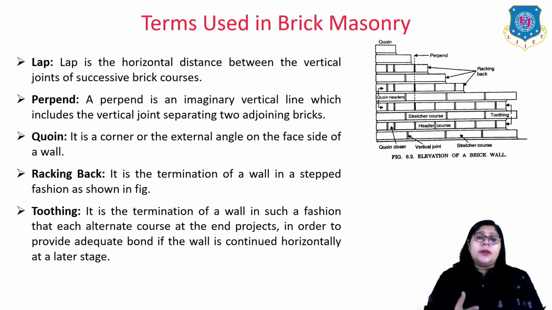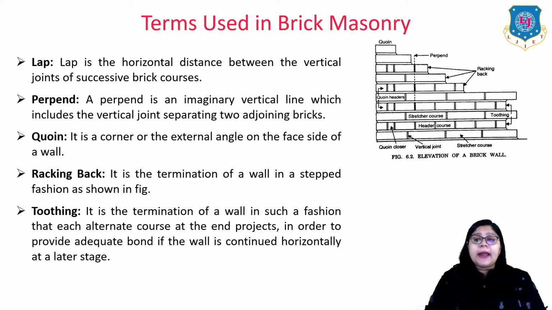Now there are so many terms in which the first one is lap. So lap is the horizontal distance between the vertical joints of successive brick courses as shown in this figure. Second is the perpend. It means perpend is an imaginary vertical line which includes the vertical joints separating two adjoining bricks, right? Next is the queen. It is a corner or the external angle on the face side of a wall.